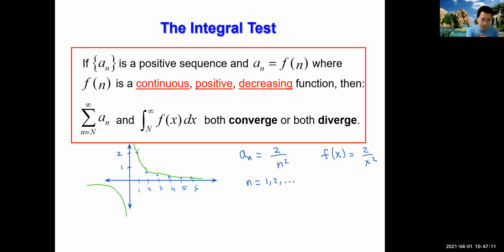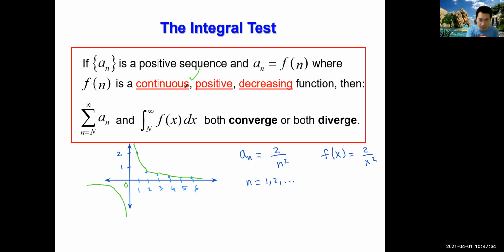It's not continuous at 0, right? But because we are concerned about the series actually from 1 on, so definitely from 1 on, the function is continuous, right? So that one checks. Not all the time, but it lies on the right-hand side of the y-axis, right?